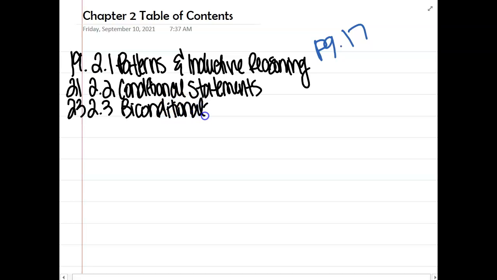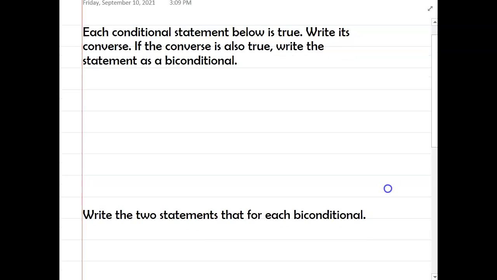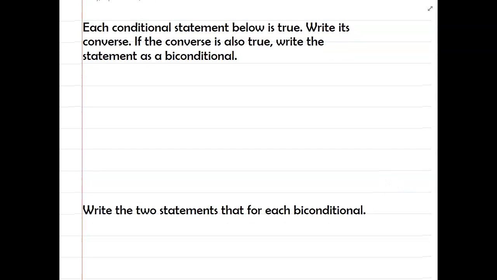Biconditionals and definitions. All right, so we're going to be given a conditional. They're saying it's true. We want to write the converse. If the converse is true, then we're going to write this statement as a biconditional. Okay, it has to be true. Both the conditional and the converse have to be true for you to write it as a biconditional.